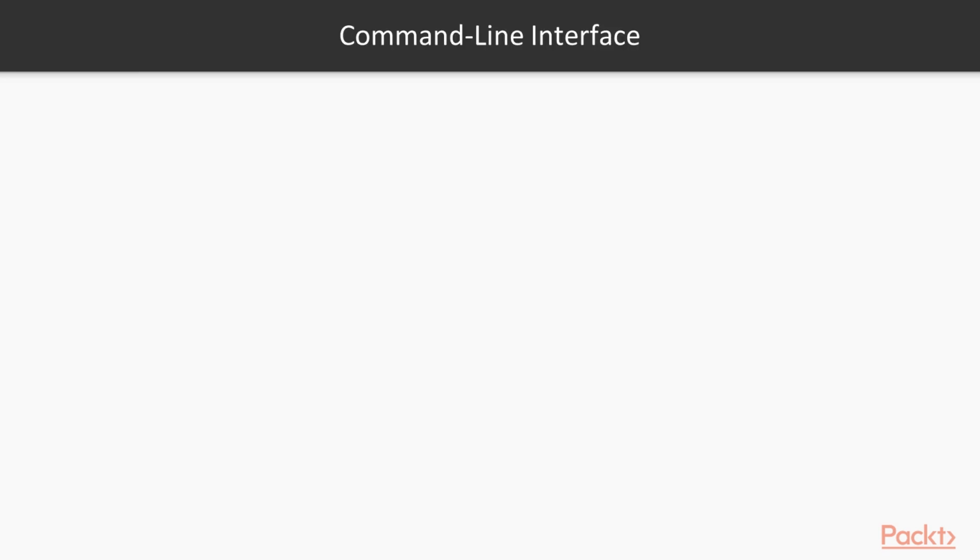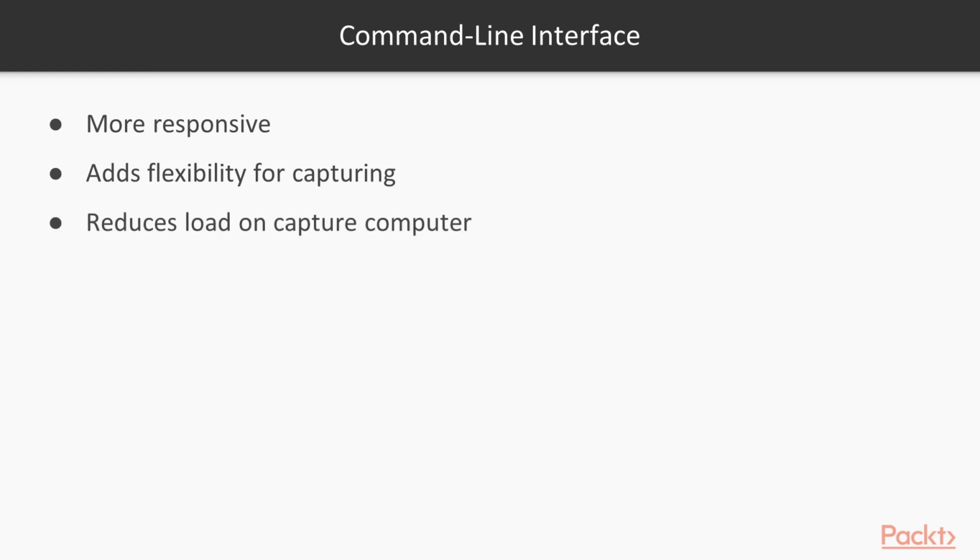So first off, one of the reasons why you'd want to use the command line interface is that T-Shark is actually more responsive. It adds flexibility for capturing, so you can script things to be captured. It also reduces the load on the capture computer. Instead of using the GUI interface, using the command line interface is much easier and much less processor intensive. So it's also more stable than the GUI interface as well.